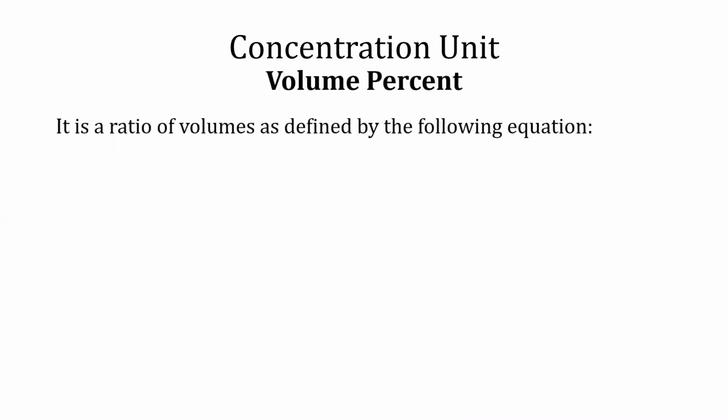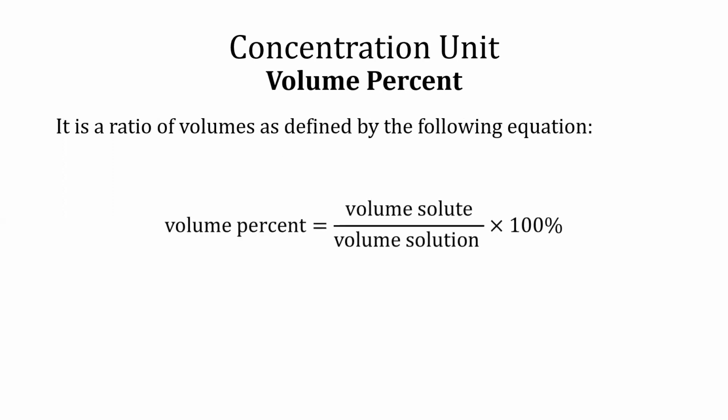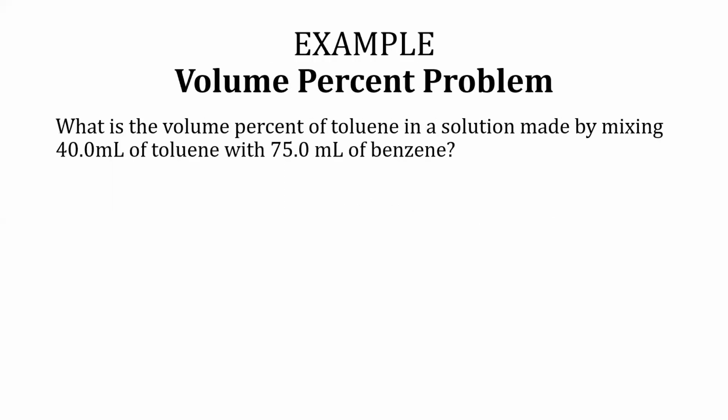Volume percent is a ratio of volumes as defined by the following equation. Volume percent equals volume of solid divided by volume of solution times 100%. An example of volume percent is: what is the volume percent of toluene in a solution made by mixing 40.0 mL of toluene with 75.0 mL of benzene?